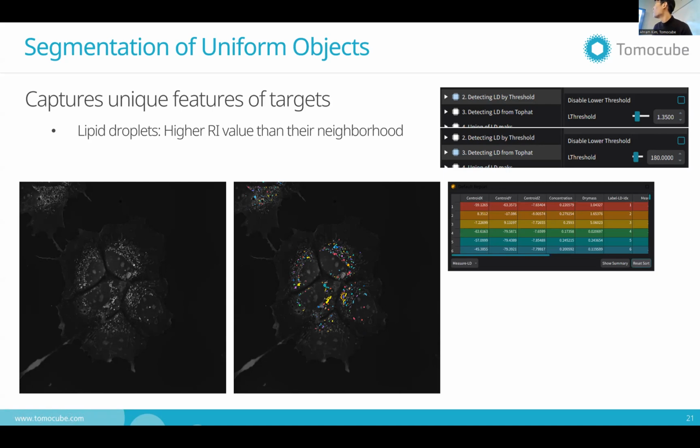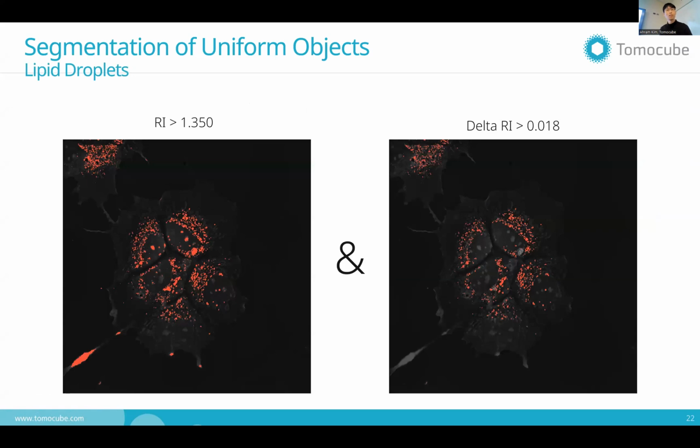Here, these numbers should be divided by 10,000 to be translated into the value of RI. So it means that the spots should be brighter than the neighborhood by 0.018 in terms of the RI value. By combining the two criteria, we can get these kinds of objects. So this is the result for each criterion.